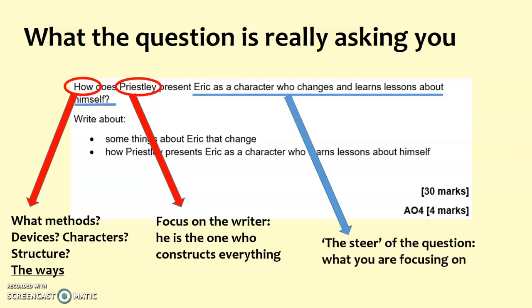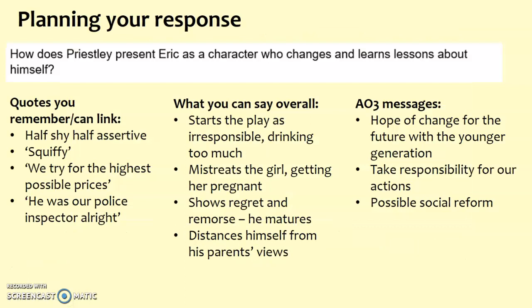Now, the other thing I've got here is what I would call the steer of the question. So essentially, what are you being made to look at? So those first two red circles are important, but the blue bit is asking you to have a particular look at Eric as a character who changes, idea maybe number 1, and learns lessons about himself, idea number 2. So those are two things you could start to unpick. Now, on my next slide, I've got some thoughts and some ideas for you that you could maybe look at. So again, same idea, Priestley presenting Eric then as a character who changes.